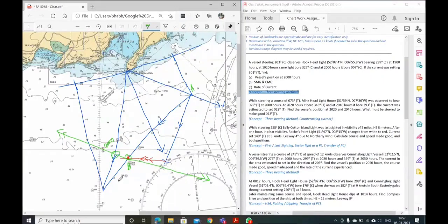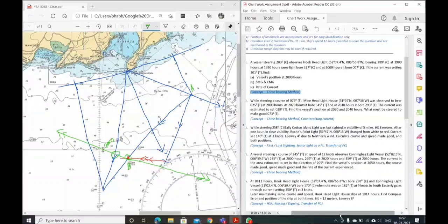Okay, sir. Sir, any possibility that this point we have got came outside this triangle? Which point, beta? Sir, this CMG and the rate of current that we marked with the red point. Sir, right. So can this point come outside our bearing, the 2000 one?